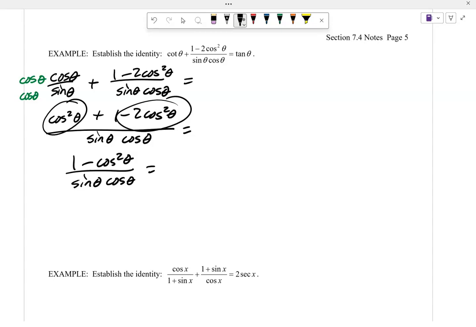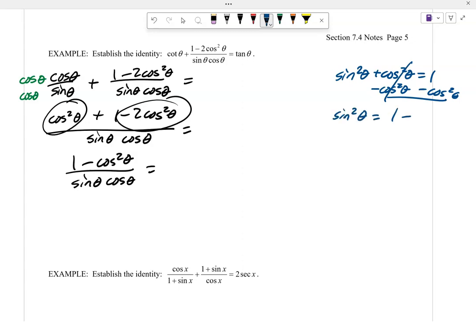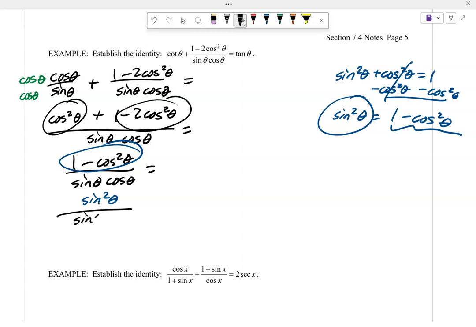If you remember 1 minus cosine squared, don't forget this money formula. It seems to always pop up. Sine squared plus cosine squared is 1. So what's 1 minus cosine squared? Sine squared is the same thing as 1 minus cosine squared. See how 1 minus cosine squared is sine squared? So we're going to replace that with sine squared. So we got sine squared.